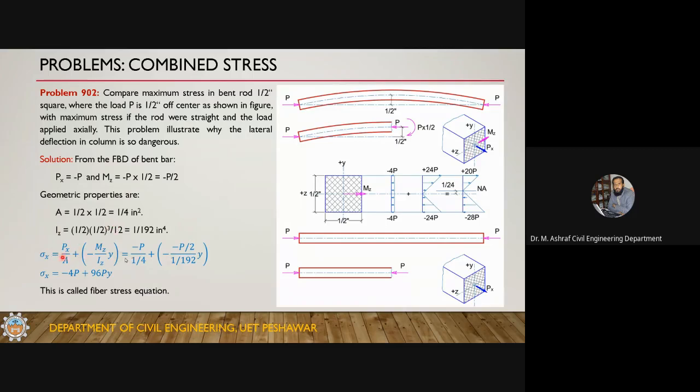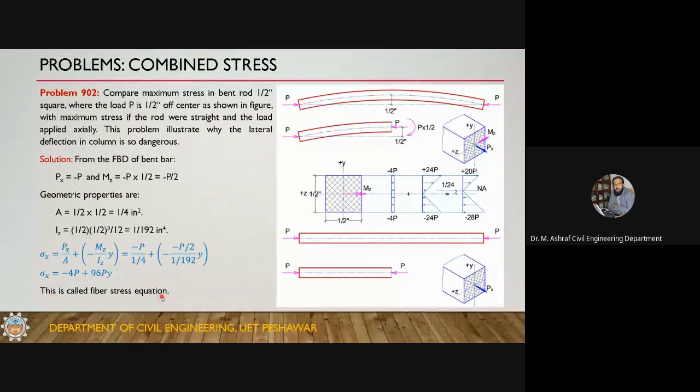Now you have the combined stress formula, that sigma x is equal to Px over A plus Mz divided by Iz into y, with the negative sign. And since My is 0, I haven't written the My value. So just plugging in the values, Px is minus P divided by 1 by 4, and Mz is equal to minus P by 2 divided by this one. So if you simplify this, sigma x is equal to minus 4P plus 96Py.